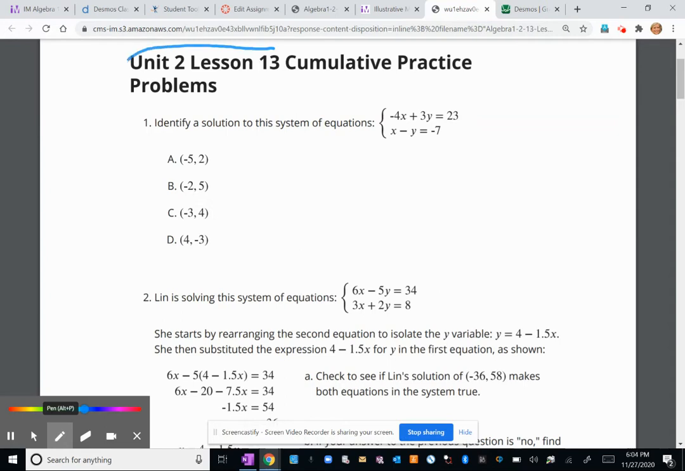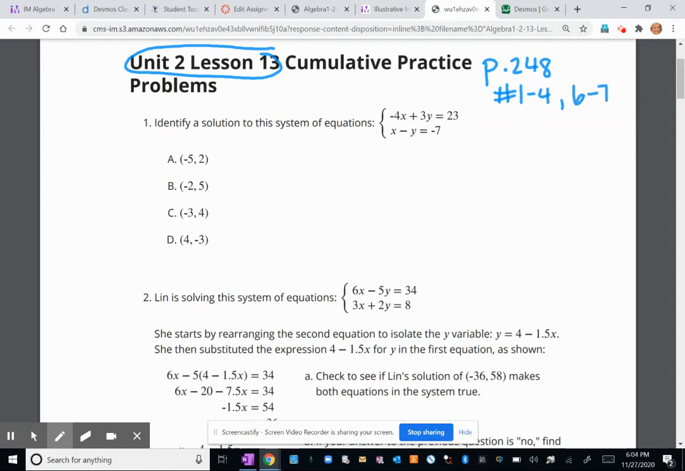Unit 2, Lesson 13. This is in your textbook on page 248, and you're doing problems 1 through 4 and 6 through 7. So the first question, identify a solution to the system of equations. Remember that a solution is an ordered pair of values for x and for y that make both equations true.